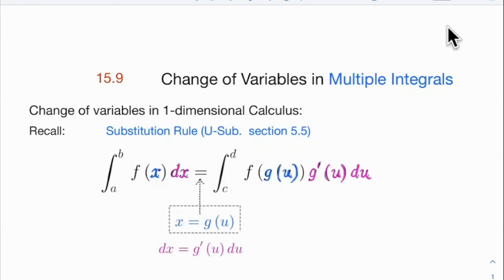We did a change of variables. We let x equal g of u, a function of u, so that dx is g prime of u du. So we did a change of variable from u to x. Here x corresponds to g of u, and dx corresponds to g prime of u du. And x goes from a to b, u goes from c to d.